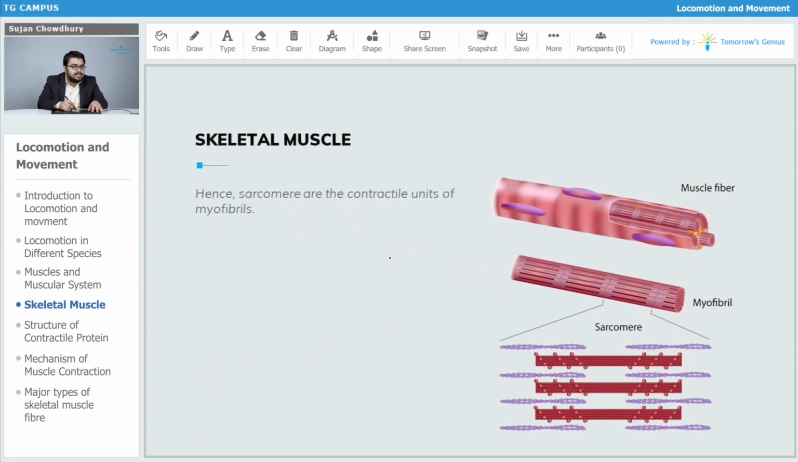So definitely sarcomeres are also the contractile units of myofibrils. Myofibrils, which make up the muscle fiber as a whole, have the sarcomere acting as their functional unit for contraction. And definitely by contraction of these only, body movement and locomotion will take place.